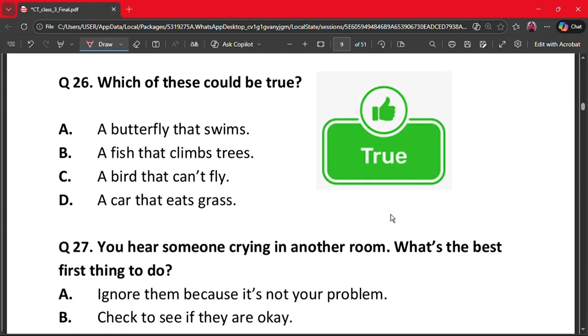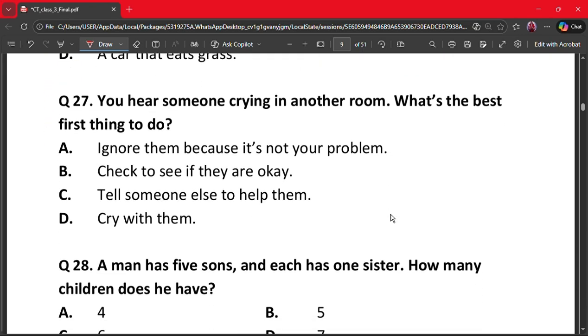The next question is question number 26. Which of these could be true? A. A butterfly that swims, B. A fish that climbs trees, C. A bird that can't fly, and D. A car that eats grass. The correct answer is option C. A bird that can't fly. There are certain birds like penguins, ostriches, emus which cannot fly. So the correct answer is option C.